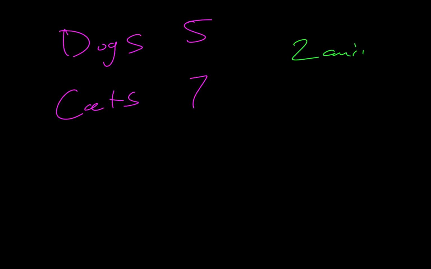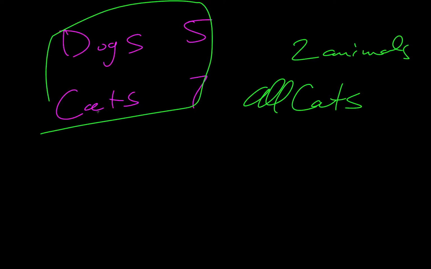Okay, so let's say we have dogs and cats. We have 5 dogs, 7 cats, and we're choosing, I don't know, let's see. We go to like the Humane Society and we're picking out, and we're allowed to pick 2 animals. What's the probability that we'll get all cats? If we randomly select 2 animals out of this shelter that has these.